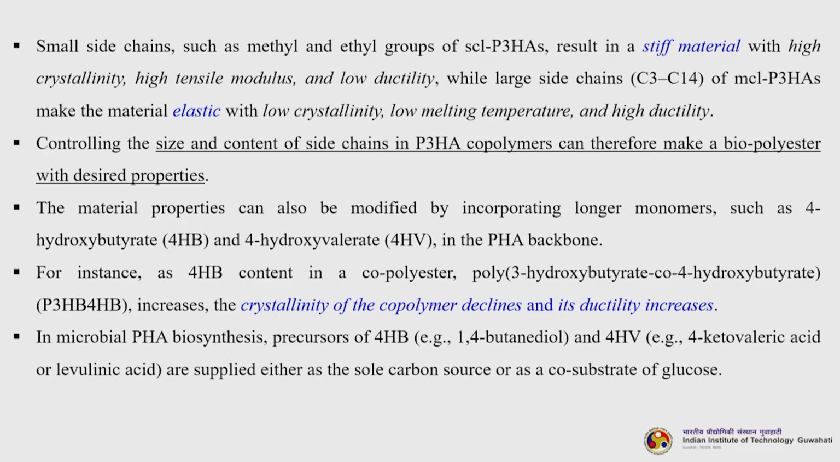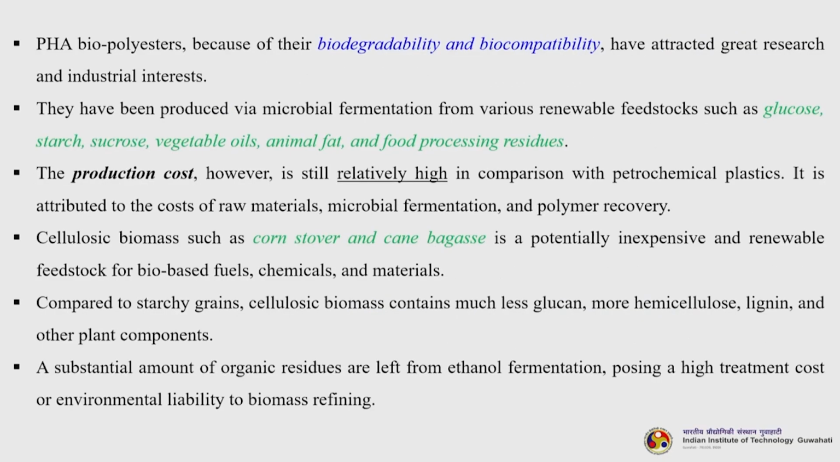In microbial PHA biosynthesis, precursors of 4HB are supplied either as the sole carbon source or as a co-substrate of glucose. PHA biopolyesters, because of their biodegradability and biocompatibility, have attracted great research and industrial interest. They have been produced via microbial fermentation from various renewable feedstocks such as glucose, starch, sucrose, vegetable oils, animal fat and food processing residues. The production cost, however, is still relatively high in comparison with petrochemical plastics. It is attributed to the cost of raw materials, microbial fermentation and polymer recovery.